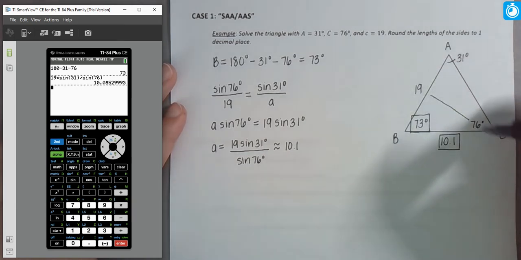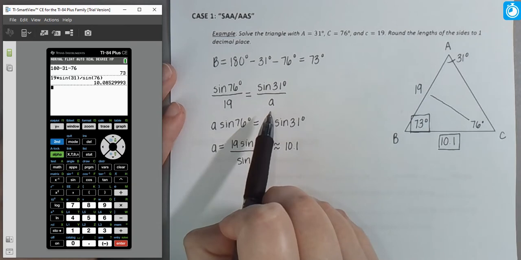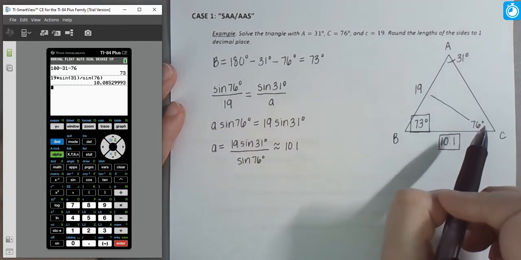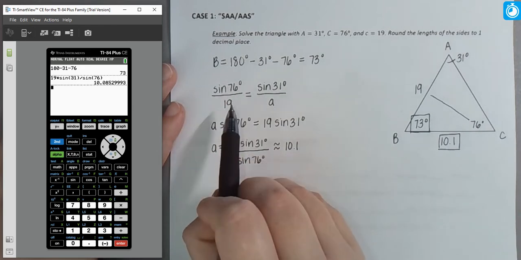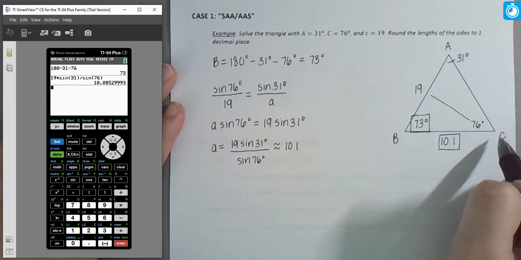So in order to solve for side B, essentially we're going to do the same thing we did right here. We're going to use that constant pair that we were given, write that ratio, and then relate angle B to our unknown side B.